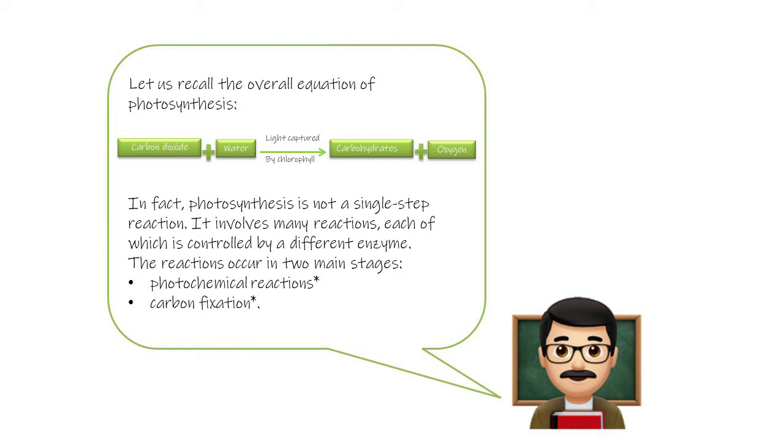In fact, photosynthesis is not a single-step reaction. It involves many reactions, each of which is controlled by different enzymes. The reactions occur in two main stages: photochemical reactions and carbon fixation.